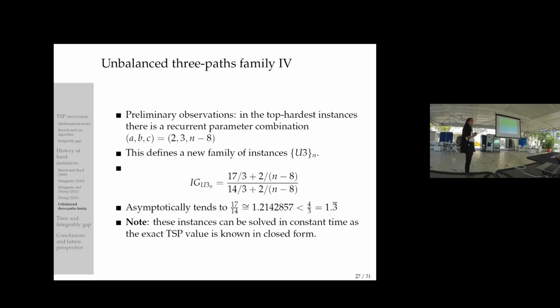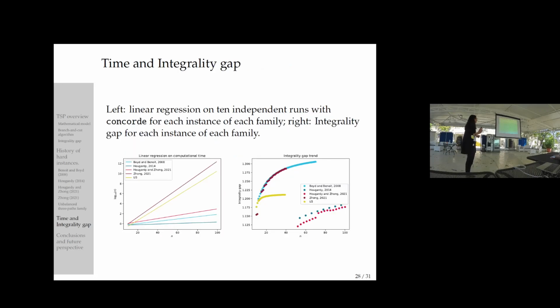Just one parameter, the number of nodes, because the other parameters are completely determined by the number of nodes. So the weird thing is that the integrality gap can be computed in closed form, and asymptotically tends to 1.21. All the families we have seen have an integrality gap that tends to 4/3, while this is bounded by a smaller number. Also, disclaimer, these instances can actually be solved in constant time, as the exact TSP value is known in closed form. Okay.